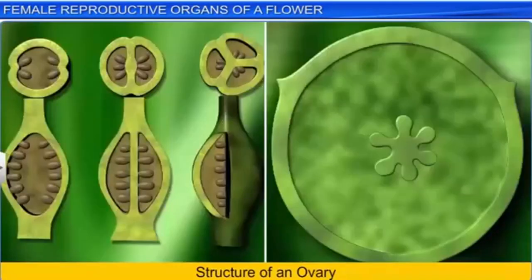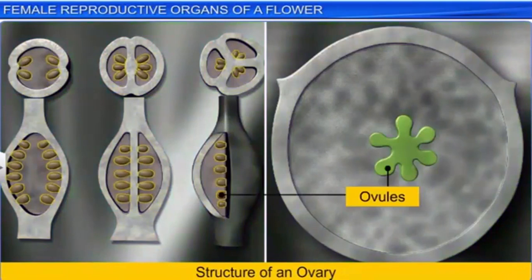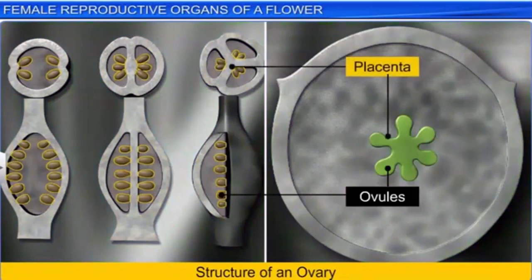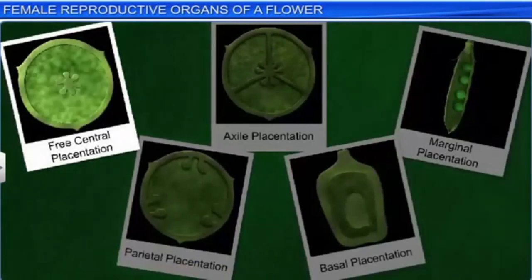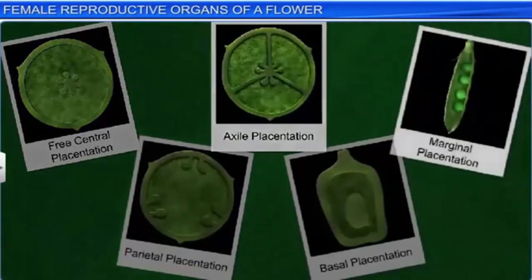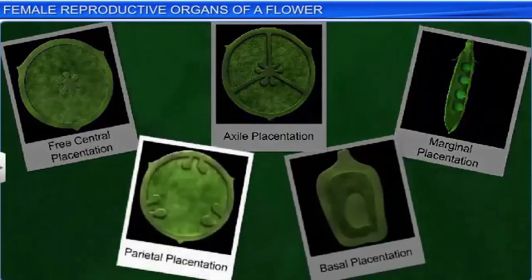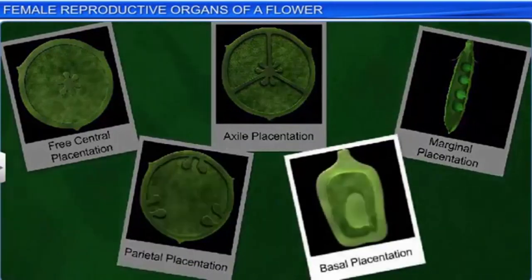The ovules are attached to a tissue called the placenta. It is a fertile tissue through which the ovule gets nourishment, based on the arrangement of ovule and the placenta. The types are free central, axial placentation, marginal placentation, parietal, and basal placentation.